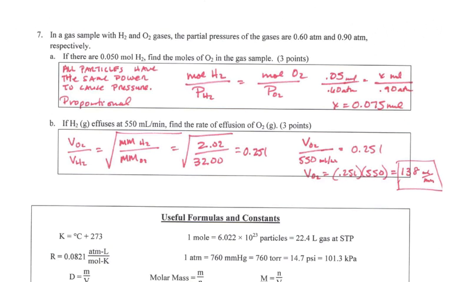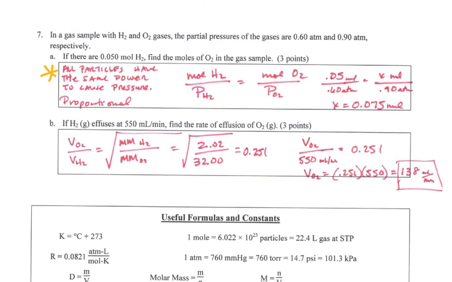Okay, 7. Gas sample with H2 and O2 gases. The partial pressures of the gases are 0.6 and 0.9 respectively. If there's 0.05 moles of H2, find the moles of O2. Well, we have our law of partial pressures, which says the moles over the total moles equals the partial pressure of a gas over the total pressure. But what that really means is that all these particles can cause the same pressure. So the more moles you have, the more pressure you're going to have, partial pressure.